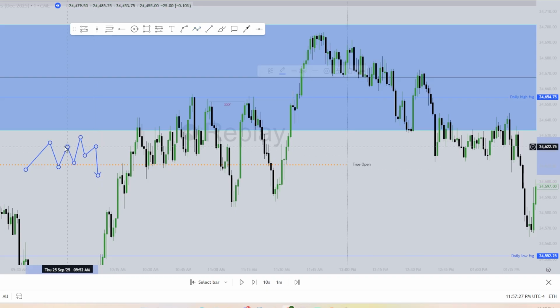I could draw a little better, but there we go. So we got a little consolidation. We put in the high, we take out the high, and then I want to see the reaction of the high. Like we're getting back into this range, right?